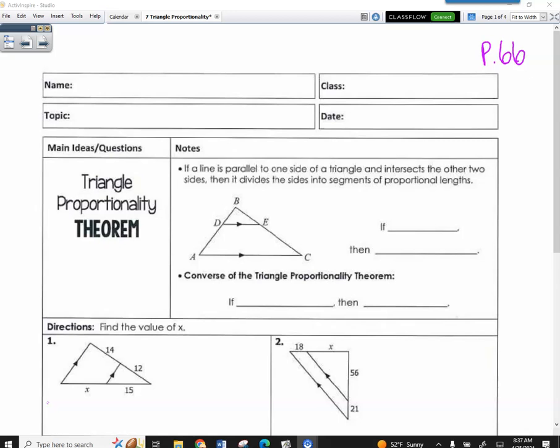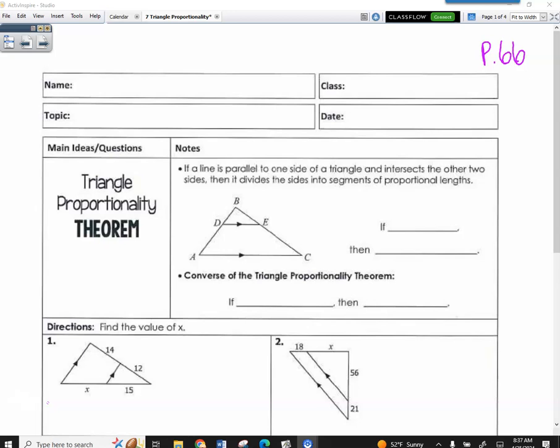Okay, yesterday we did similar triangles, proving if they were similar or not. Now we're looking at pictures where the triangles are already similar and we're finding values of x. This picture looks familiar from one we had yesterday.